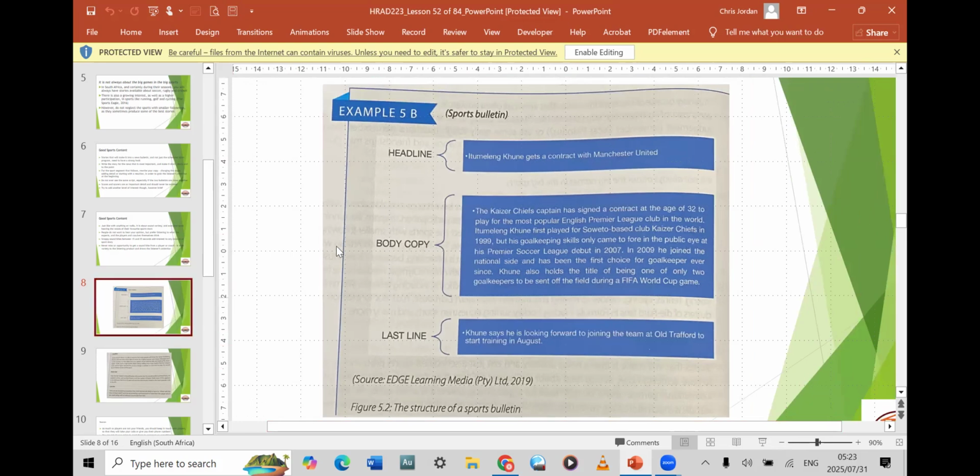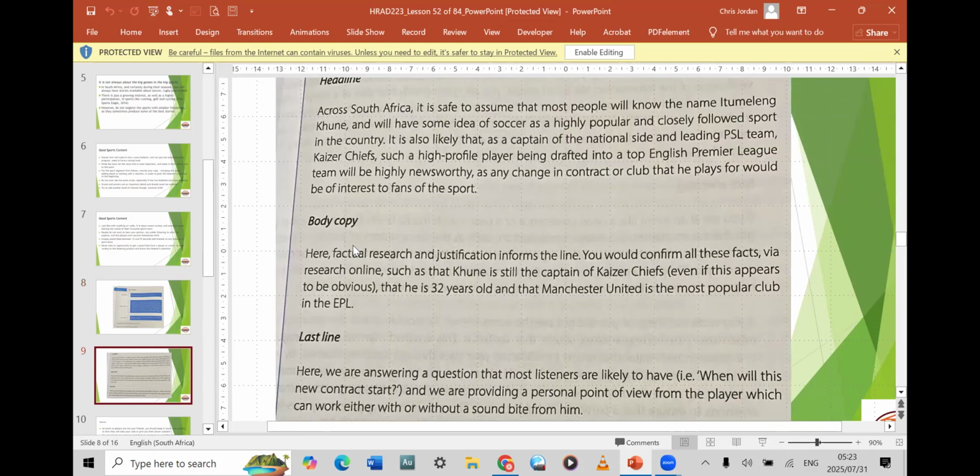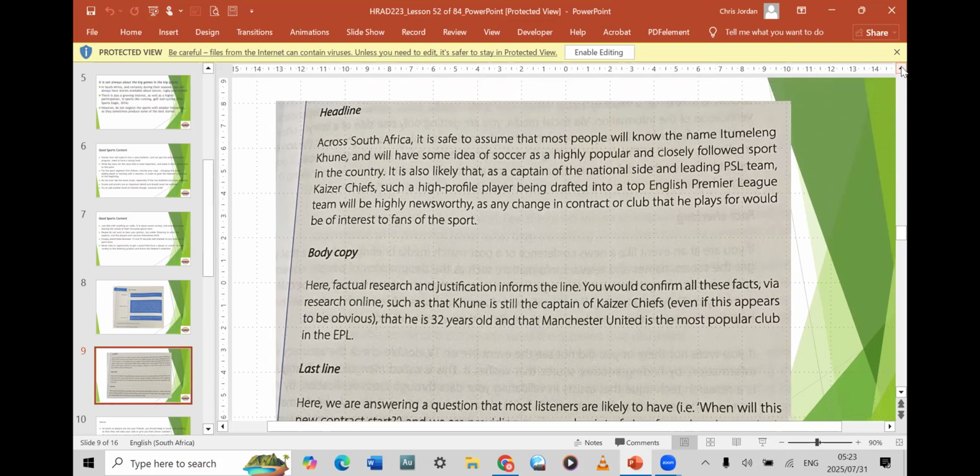So that's pretty cool. Yeah, I'm not sure whether the story is true. Again, there's my proficiency in sport. Oh my word, we have another one here. Okay, so there's a little bit of confusion, because now we have this massive headline, and I don't want you to confuse what a headline is in terms of the traditional version of it. I'd rather you keep your approach to saying headlines are headlines and stories are stories, right? Okay, but anyway, let's read. At the end of the day, let's look at the story and see how this might actually play out on air. Across South Africa, it's safe to assume that most people will know the name Itumeleng Khune, and will have some idea of soccer as a highly popular and closely followed sport in the country.